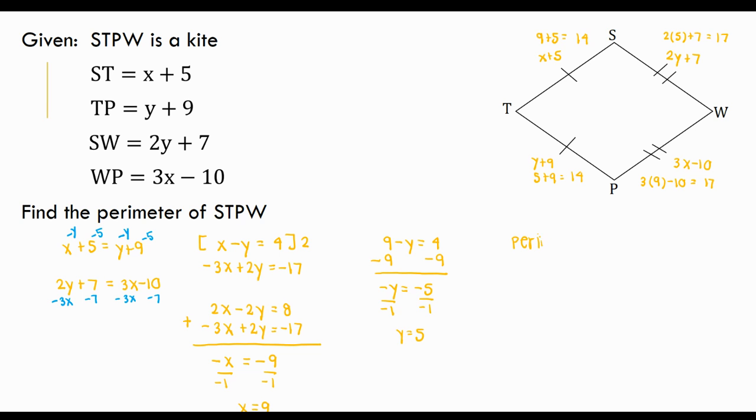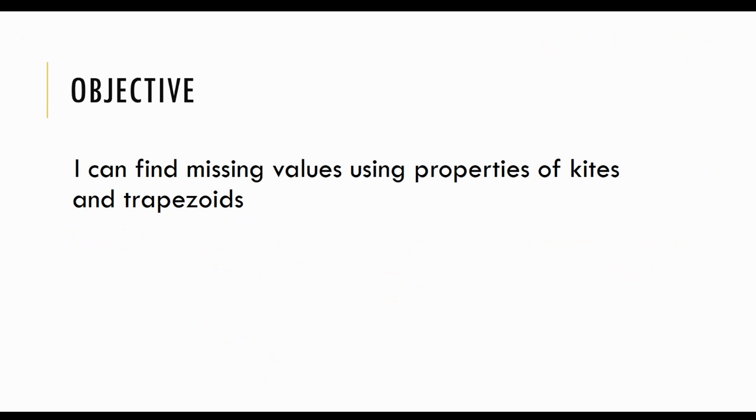So my perimeter is just adding up all 4 sides. So I want to add 14, 14, 17, and 17 together. Let's see what that is. That is going to give me a perimeter of 62. Okay, so that's us using properties of kites and trapezoids.